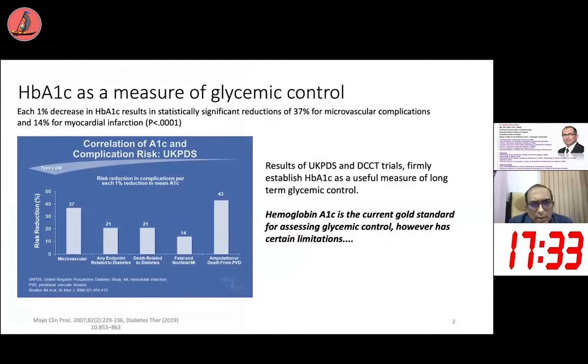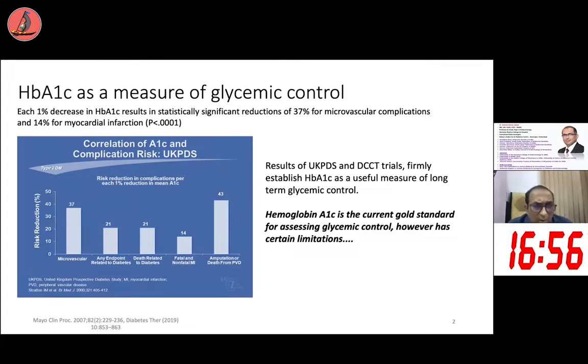If we look at HbA1c, it has been the gold standard for the management of type 2 diabetes for the last 30 years, from the time the results of the UKPDS and the DCCT came out in the early 90s. They made a big impact in our understanding of the role of glycemic control in managing patients with diabetes and how we could reduce the risk of complications. The UKPDS showed that every 1% reduction in HbA1c results in a statistically significant reduction of 37% in microvascular complications and 14% in myocardial infarction.